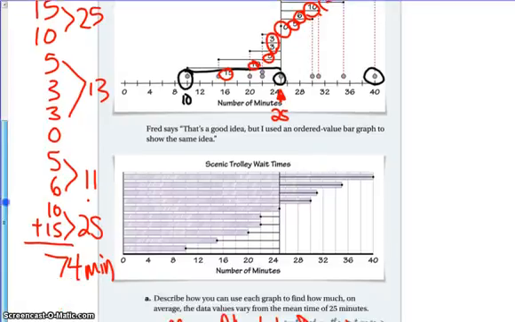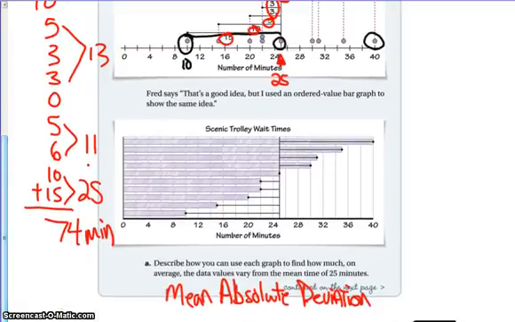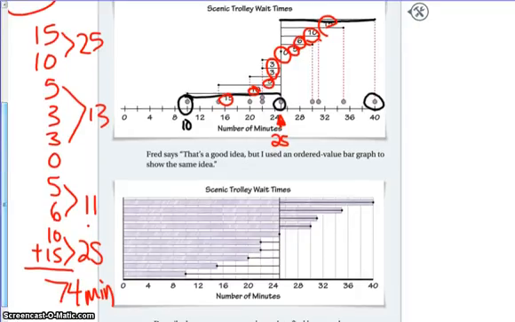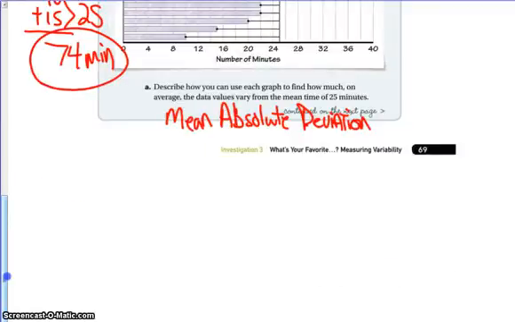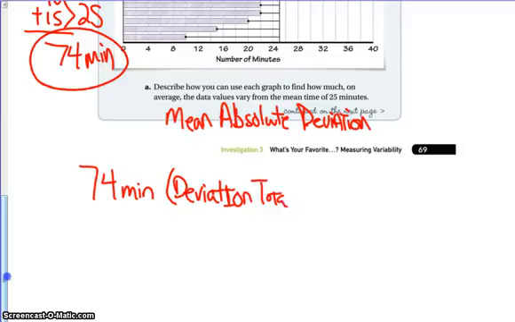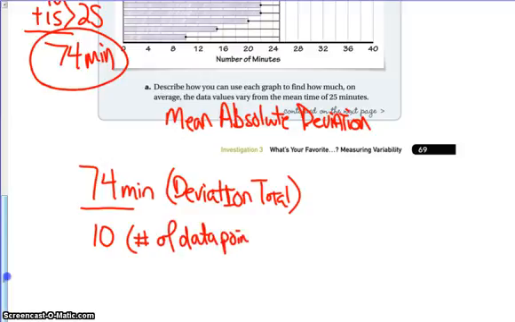All right, so now we're going to find the average. So we're going to count the number of minutes. 1, 2, 3, 4, 5, 6, 7, 8, 9, 10. There are 10, again, 10. So our mean absolute deviation is going to be the total distance each number is away, so the total distance was 74 minutes. This was the deviation total. And then we are going to divide that number by 10, because that's the number of data points. Okay, and when I take 74 and divide it by 10, I get a mean absolute deviation of 7.4 minutes.